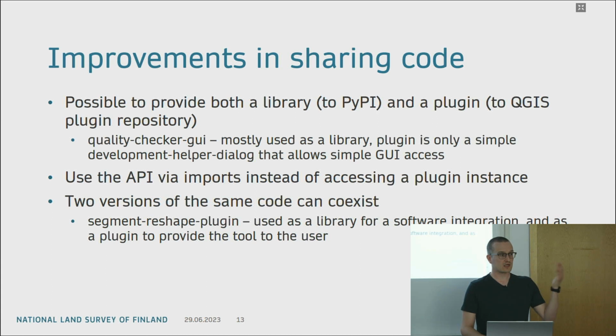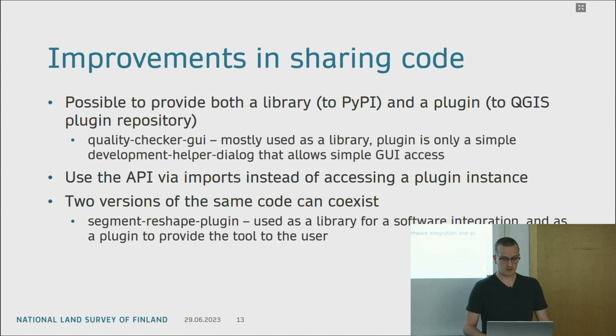So we use it as a library, but for development, there's a very simple wrapper where you can basically add a JSON file, and it just calls the same API as we do in our own code. And with this, you can use the library API instead of accessing, for example, a plugin instance from the utils package in QGIS.